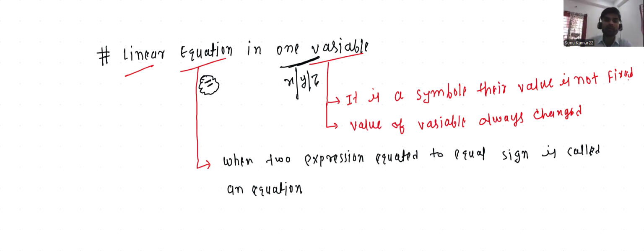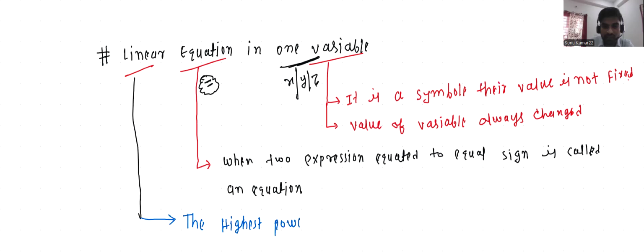Now talking about linear, what does linear mean? Linear means the highest power of the variable is one. The highest power or exponent of the variable is equal to 1.